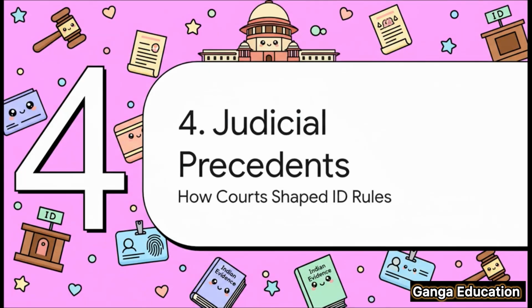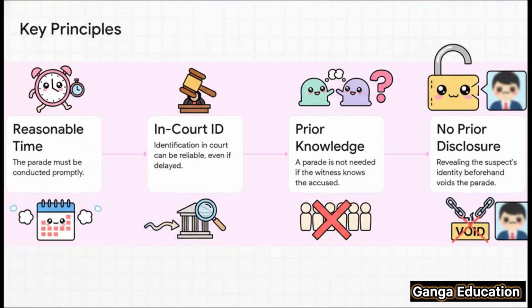So, the law gives us the framework, but over the years, the courts have had to build a set of rules to make sure these identification parades are conducted fairly and that their results are actually reliable. Let's dig into some of the most important judicial precedents that have been established. The judiciary has come up with several key principles to ensure fairness. First, timing is everything. The parade has to happen pretty quickly after the event.